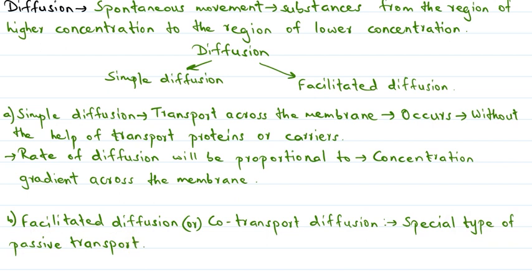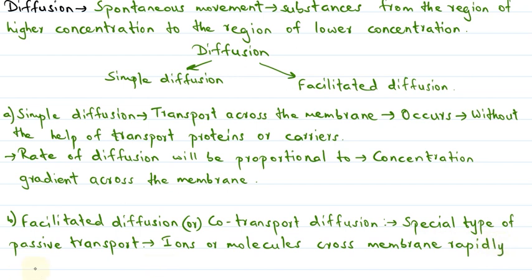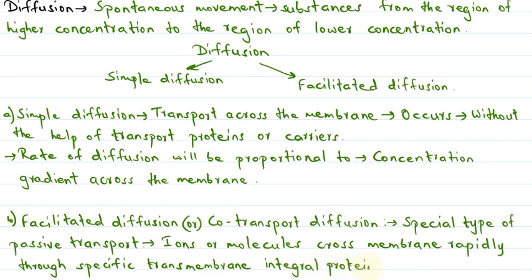Okay, in this mechanism what happens is that the ions or molecules cross the membrane rapidly, and this happens through specific transmembrane integral proteins. Okay, so this process is known as facilitated diffusion or co-transport diffusion.